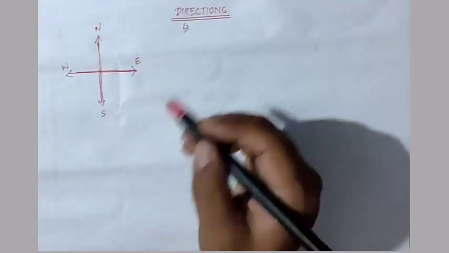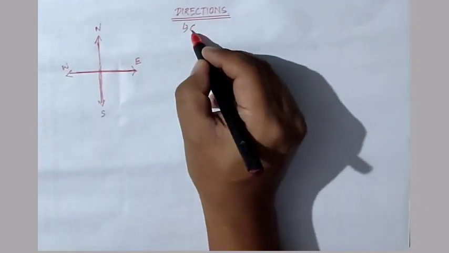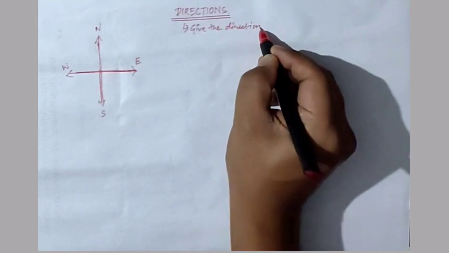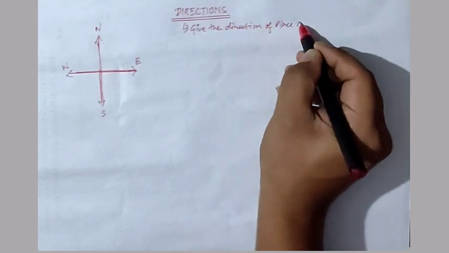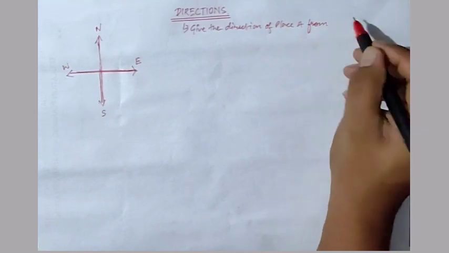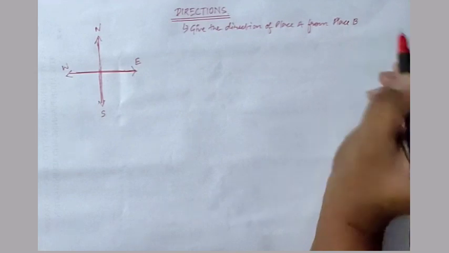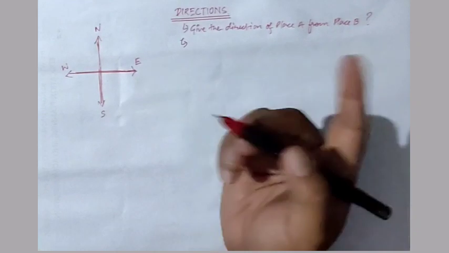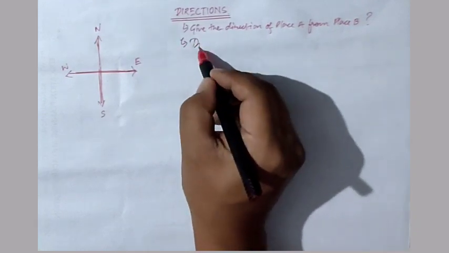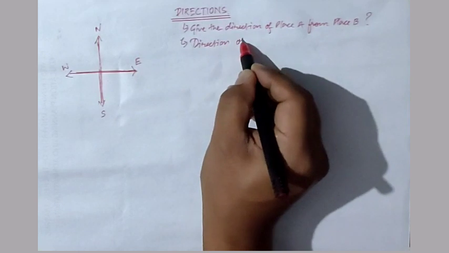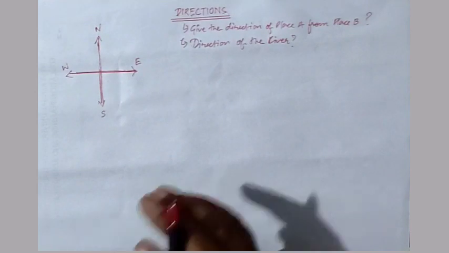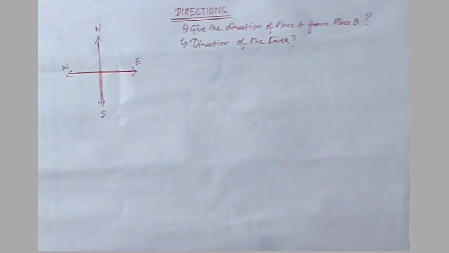Now in terms of direction, the questions which will come are: give the direction of place A from place B. Those kinds of questions will come. And sometimes with regard to direction, they will also ask about the river, on which side the river is flowing, in which direction the river is flowing. So these questions generally come from directions.